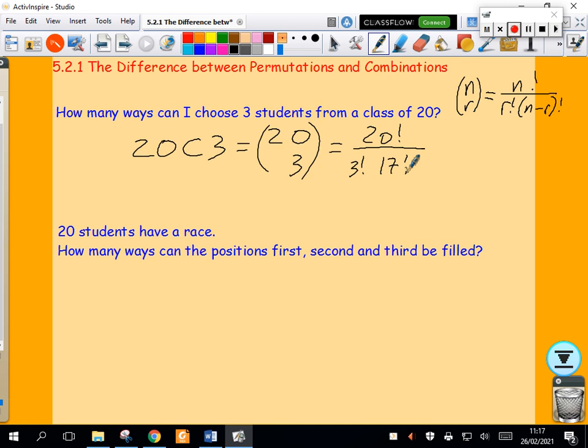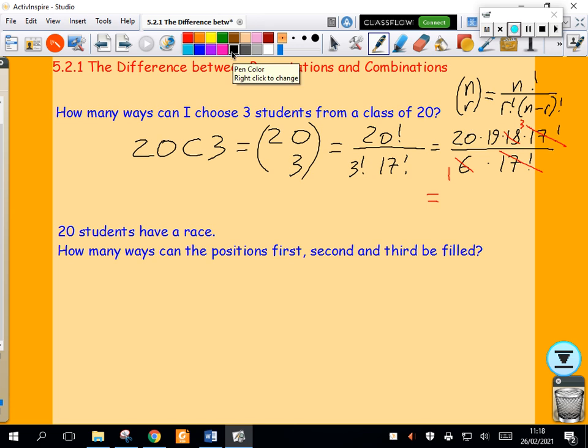Now this looks tricky enough, but actually you could solve this pretty easily. There's a lot of cancellation that's going to happen here. 20 factorial is 20 by 19 by 18 by 17 factorial. 3 factorial is 6. So on the bottom we're getting 6 by 17 factorial. Notice the cancellation here. 17 factorial will cancel out. 6 will go in there once and in there 3 times. So actually what I'm getting is 3 by 19 by 20.